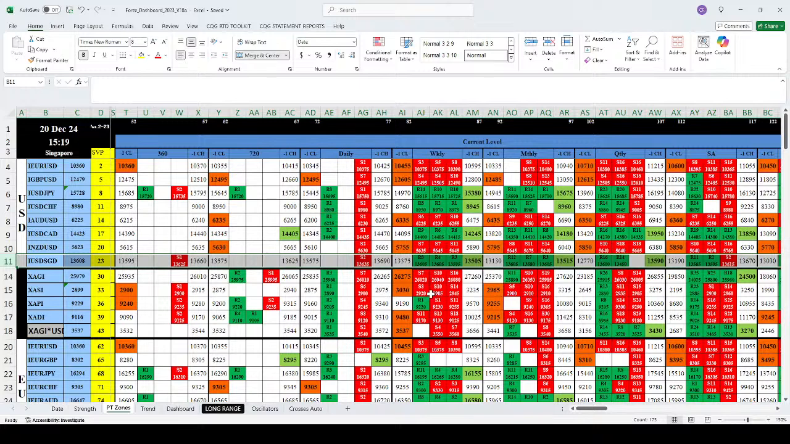Okay, you see now, this is giving a contradictory signal to what the trend map is saying. The trend map says that we should be buying and holding, but your PT zones is saying that this market has already turned down and we should be going for a sell. Okay, so this is where we need to pay attention. One is saying buy, one is saying sell.